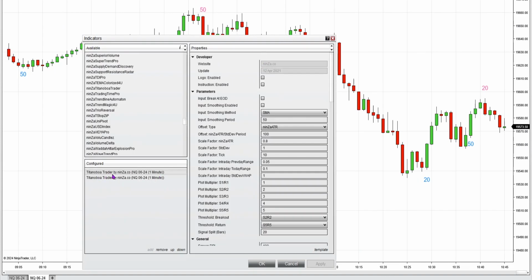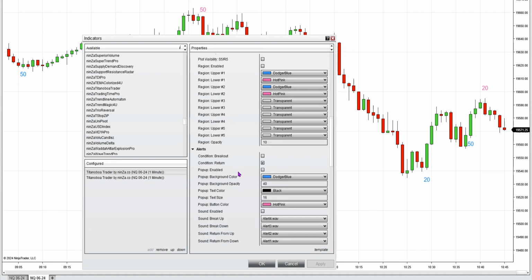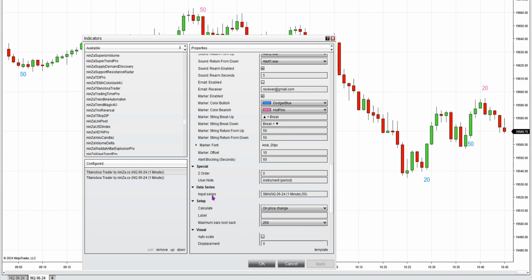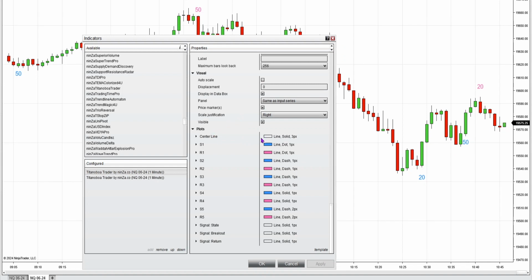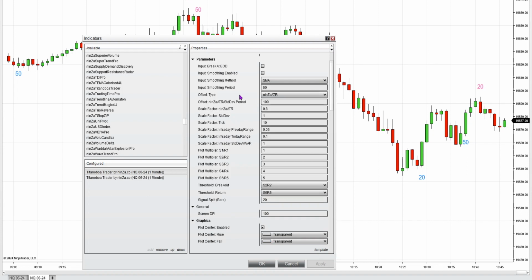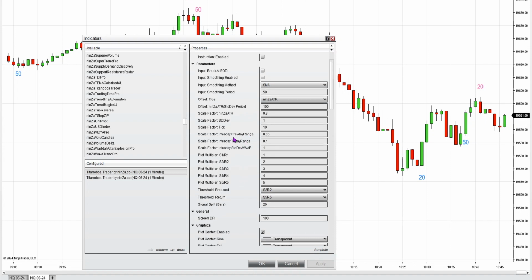I've got two separate instances, one for the 20 period SMA and one for the 50 period SMA. You go to your input series and you choose whatever indicator you want to print the bands on. I've got my center line set to transparent, and then I've unchecked the plot visibility for all the levels of support and resistance. I did not change any of these offset or scale factor. Those are all factory settings.